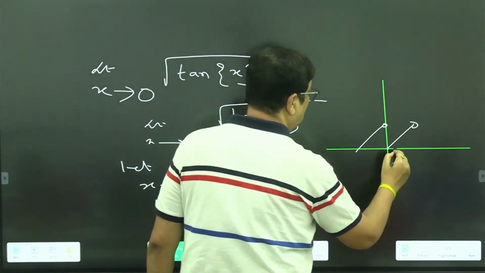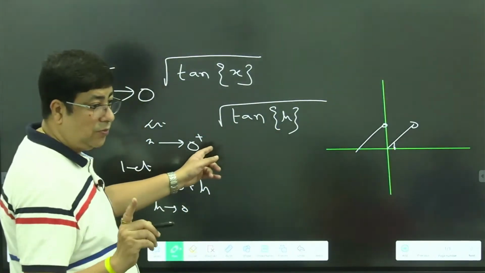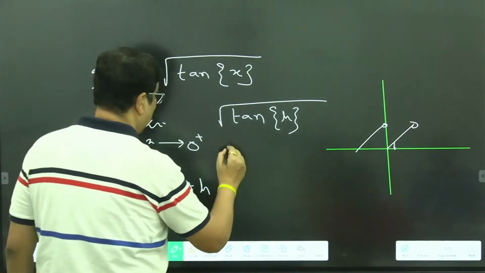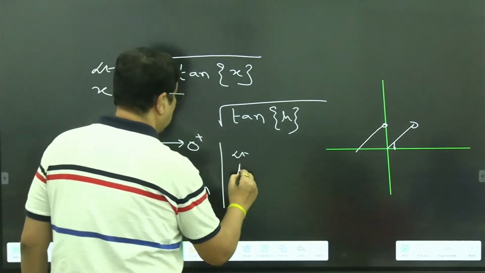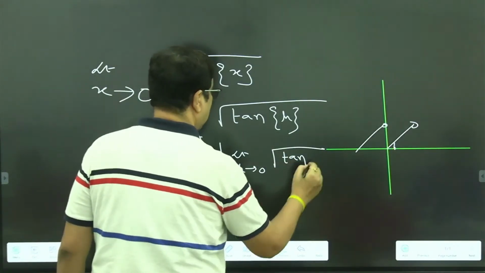When x tends to 0 plus, then h tends to 0, this is h. Remember this for fractional x. Regularly questions are coming on this. So we can write this as limit h tends to 0, root over of tan h.